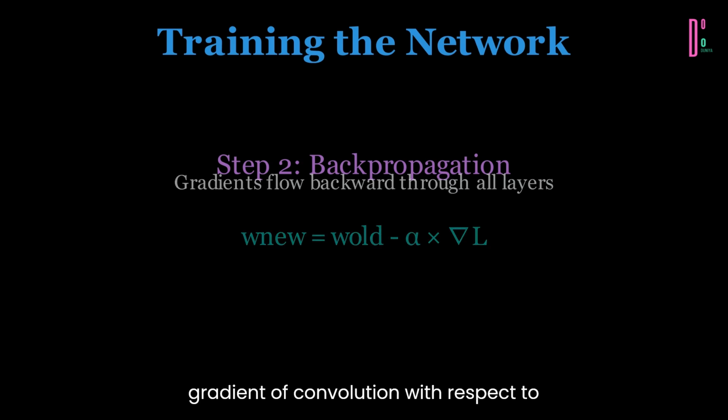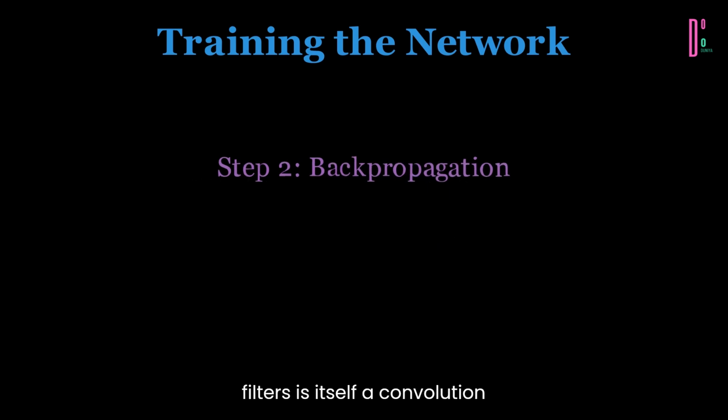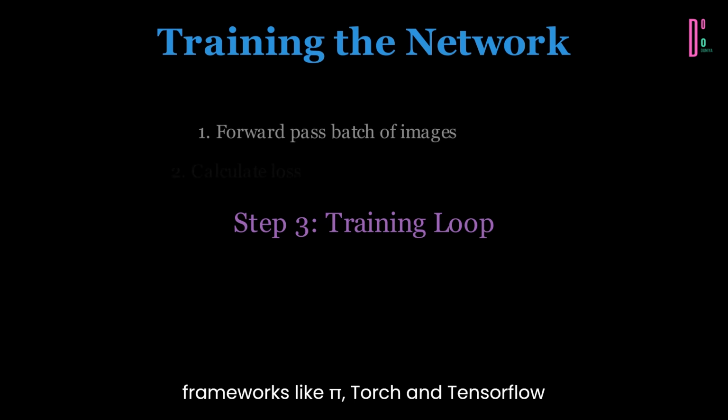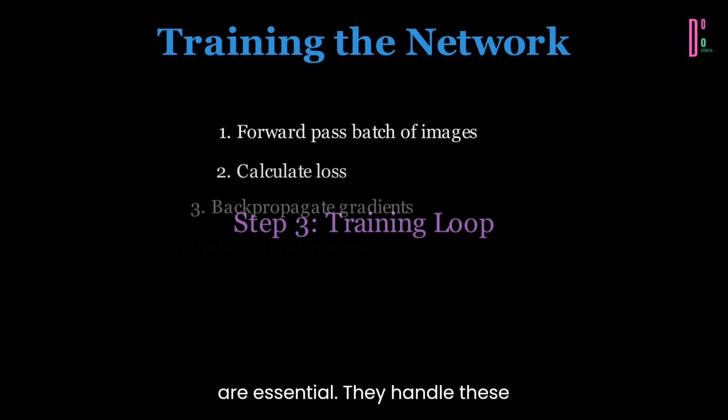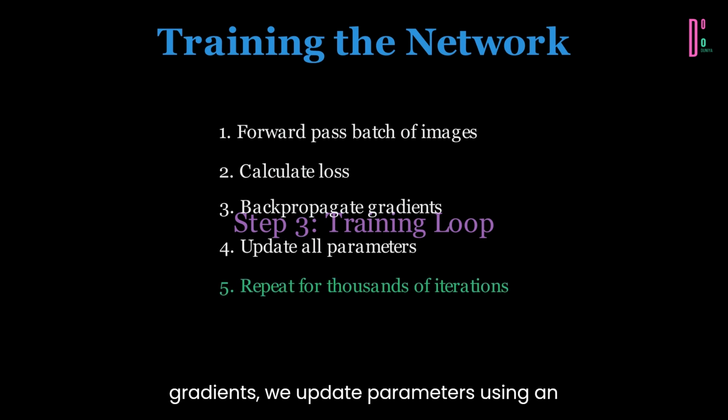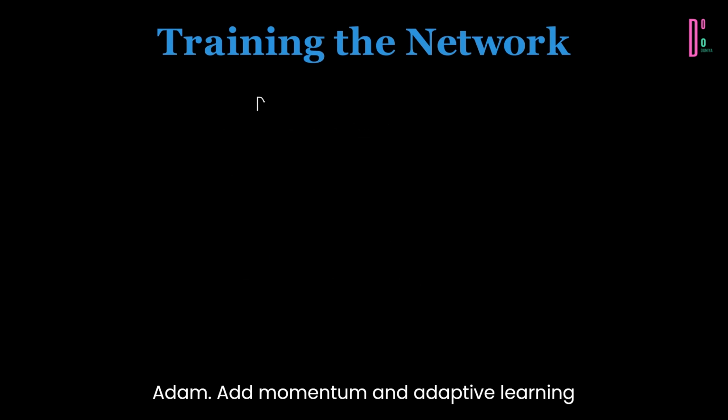The gradient of convolution with respect to filters is itself a convolution operation. This is why deep learning frameworks like PyTorch and TensorFlow are essential. They handle these computations automatically. Once we have gradients, we update parameters using an optimizer. Stochastic gradient descent is the foundation. Modern optimizers like Adam add momentum and adaptive learning rates for faster convergence.